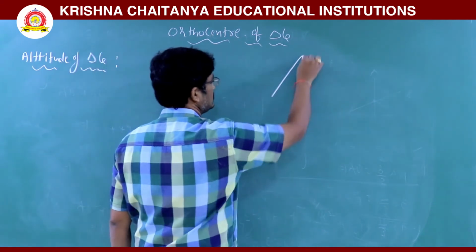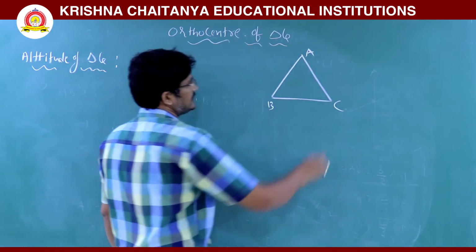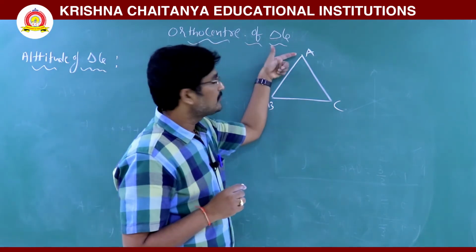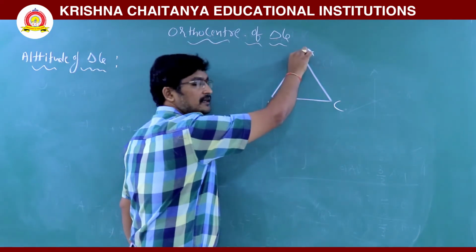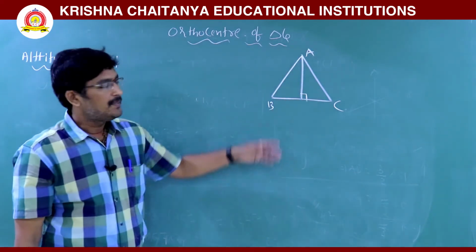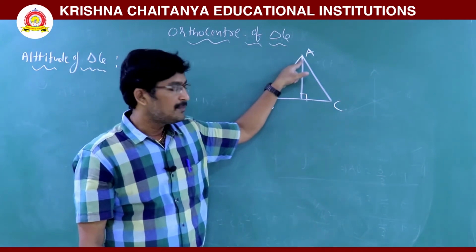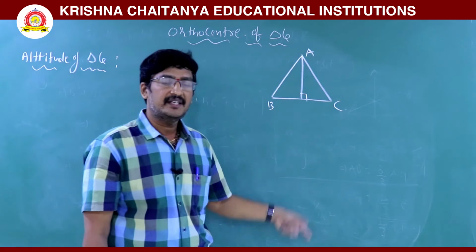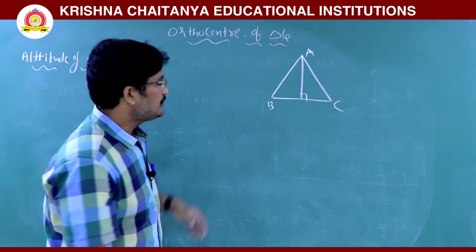Suppose this is a triangle ABC. In this triangle ABC, the perpendicular line drawn from the vertex A to the opposite side BC bar is called the altitude of triangle ABC passing through A. So this is the vertex.